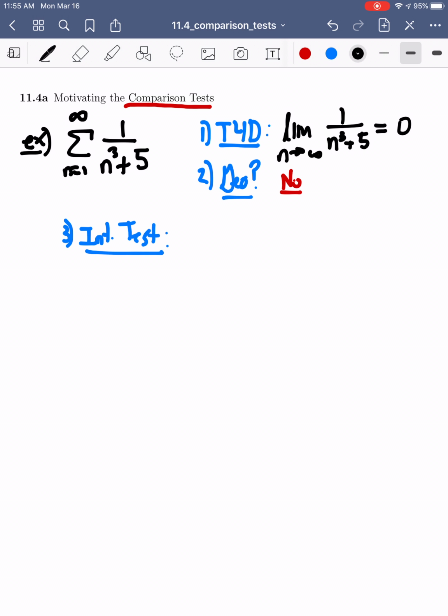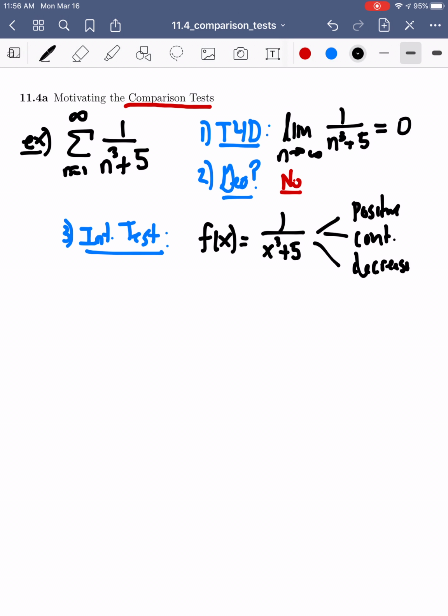And I'm not going to dive into the full nitty-gritty of integral tests here, but of course for integral tests, we'll rewrite our function f of x in terms of the series function by replacing the n's by x's. So this is 1 over x cubed plus 5. And we need to make sure that this function f of x is positive, continuous, and decreasing. I'm going to spare us the proof of those three things here and just say, you can go ahead and check this, and this function will satisfy all three of those.